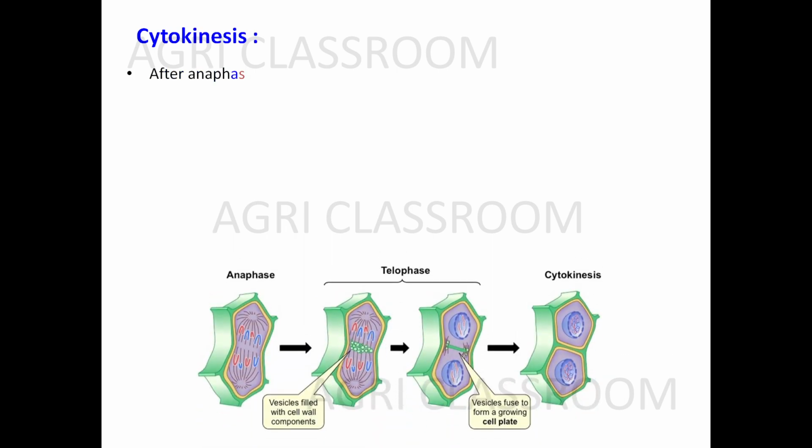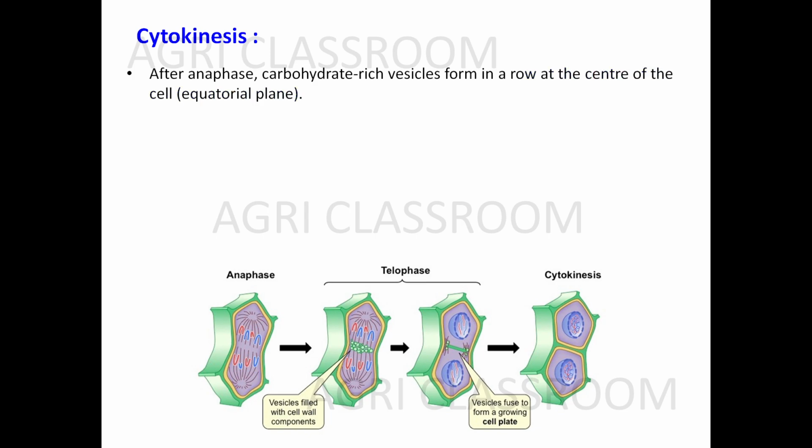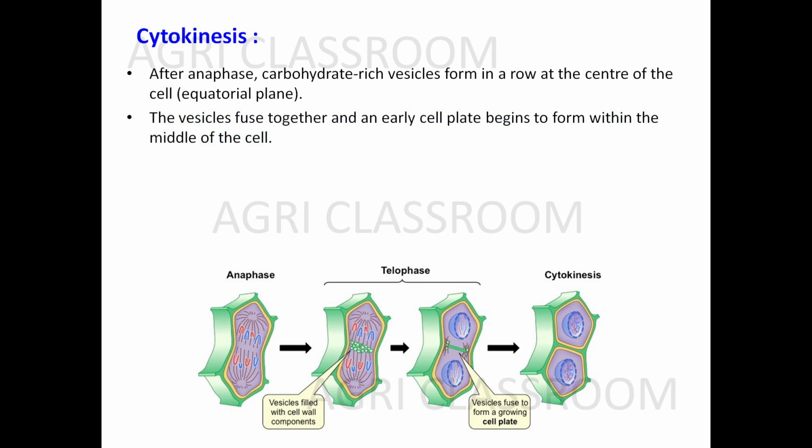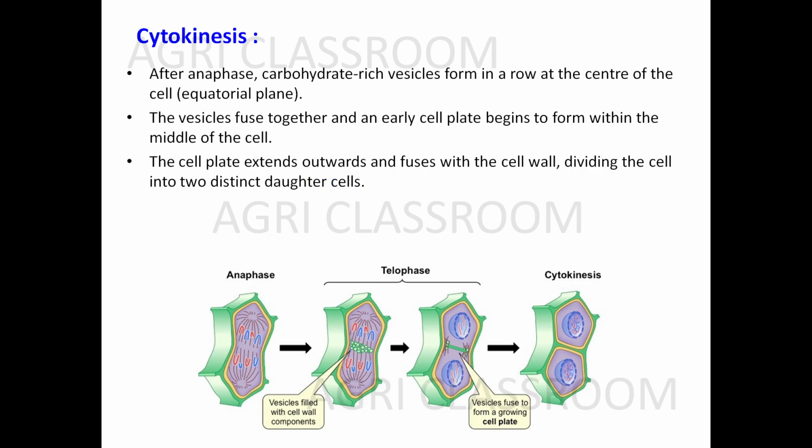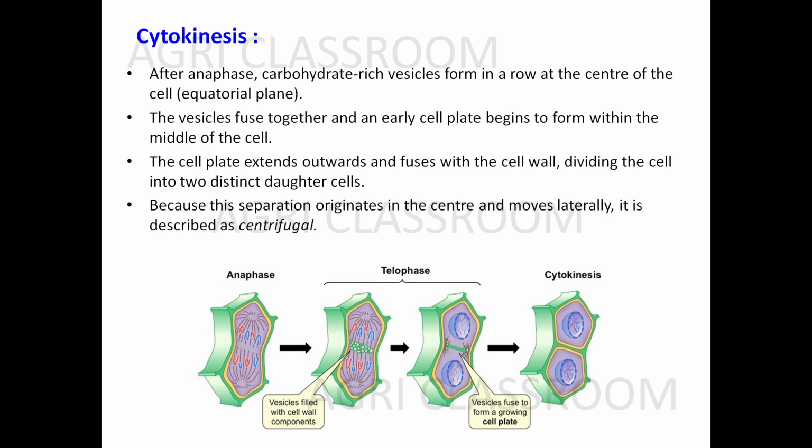In cytokinesis. After anaphase, carbohydrate-rich vesicles form in a row at the center of the cell, the equatorial plane. The vesicles fuse together and an early cell plate begins to form within the middle of the cell. The cell plate extends outwards and fuses with the cell wall, dividing the cell into two distinct daughter cells. Because this separation originates in the center and moves laterally, it is described as centrifugal.